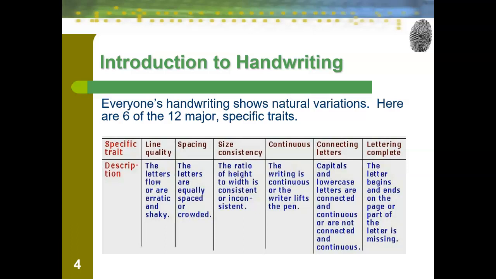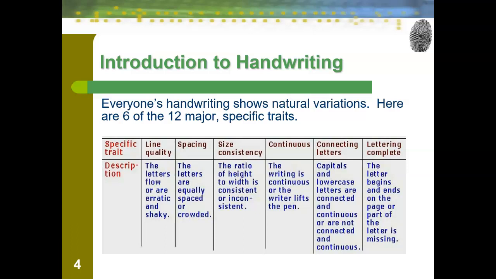Our next major trait is spacing. Are the letters equally spaced, or are they crowded? So are some letters closer together while some are farther apart, or are they nice and equal? Size consistency: the ratio of height to width is consistent or inconsistent. Are all the letters roughly the same size, or do they vary from one another?